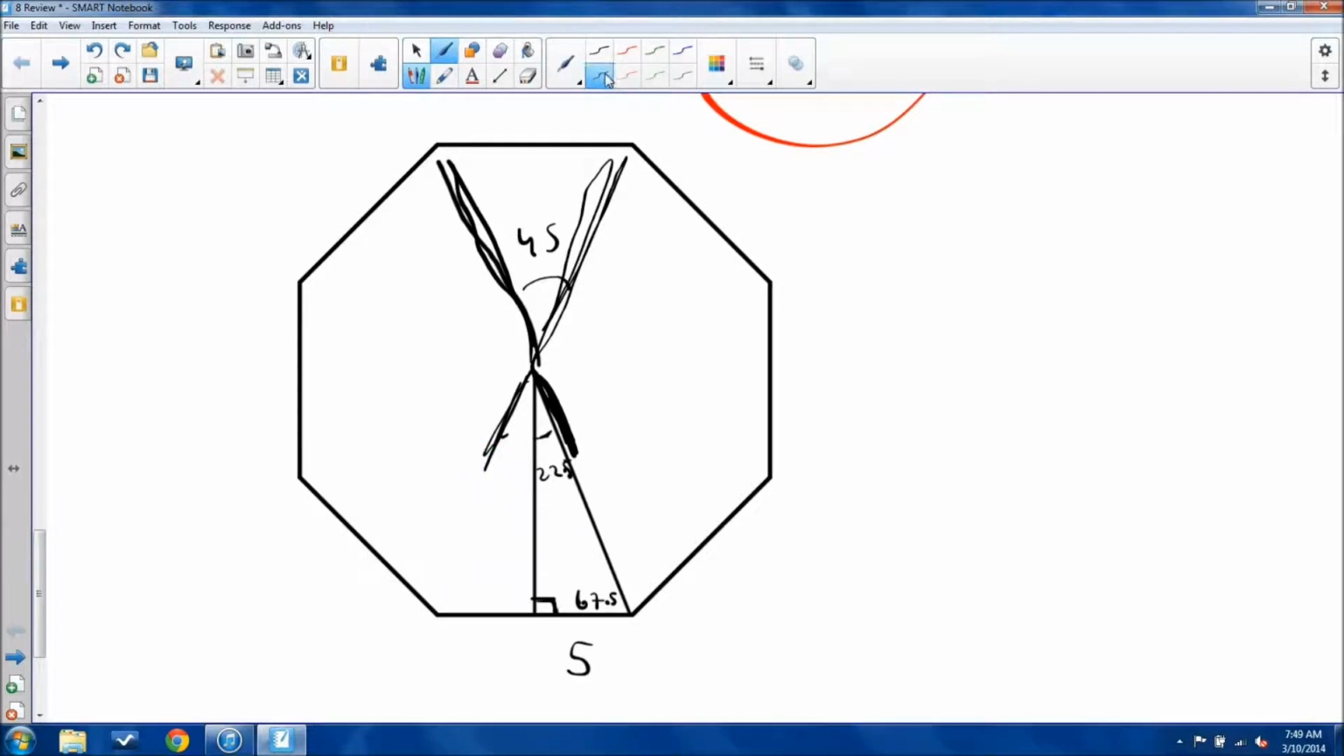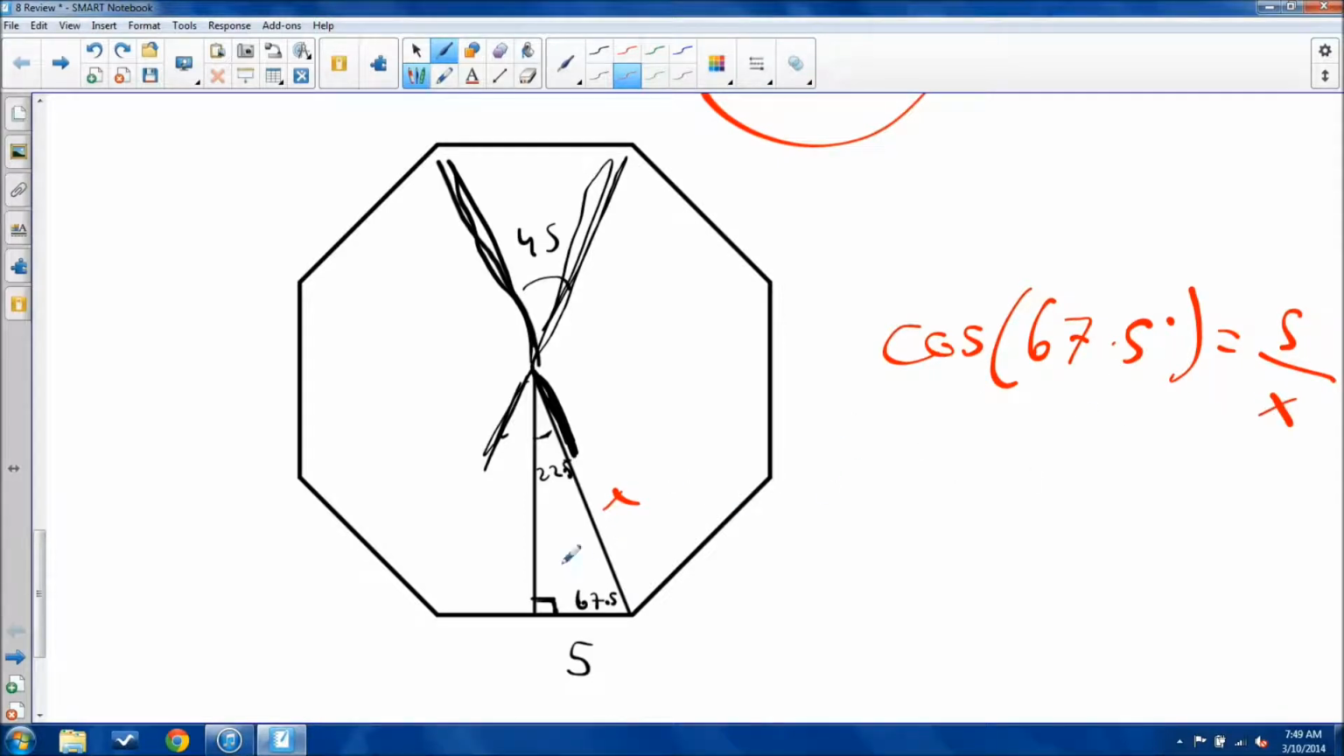So at this juncture, because we haven't been doing too much of it, it's not like I'd expect you to know it well. But I'd say use something that you do know with this. It is a right triangle, so I can say the cosine of 67.5 degrees is 5 over x if I want to find that. Or if I want to find this, I'll call it y. We'll say the tangent of 67.5 degrees is y over 5, etc. These are ways you're going to figure it out.